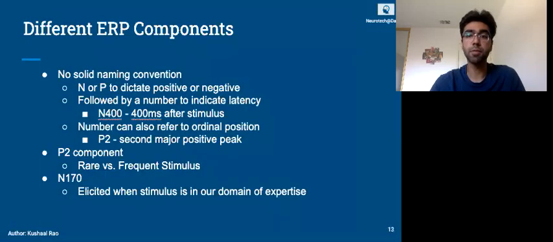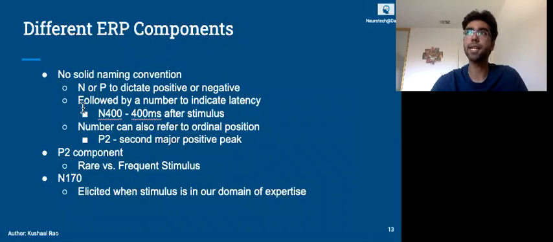So there are different forms of ERP components that are commonly recognized and commonly elicited when we engage in certain activities. There's no solid naming convention for an ERP component. We use N or P to denote whether it's negative or positive, so whether the voltage spikes or whether it dips. And it's also typically followed by a number. And the number can represent two things. In one case, it can represent latency.